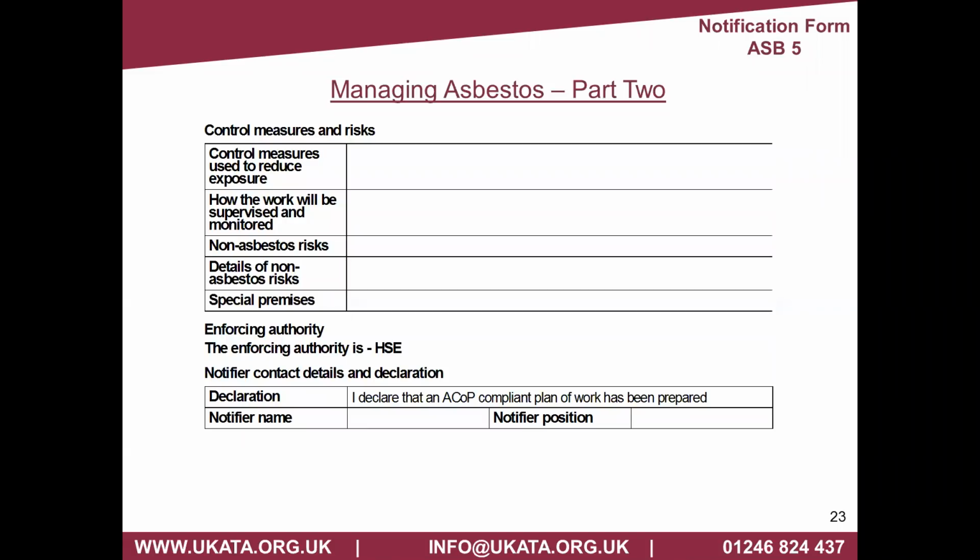From that, they will then complete the ASB 5, submit the ASB 5, and then wait for that time period to expire, and then they will obviously start works on site. It's very important they do that. There is, in my opinion, no way that a contractor can fill out an ASB 5 without putting the plan of work together. And it is a condition on their license.